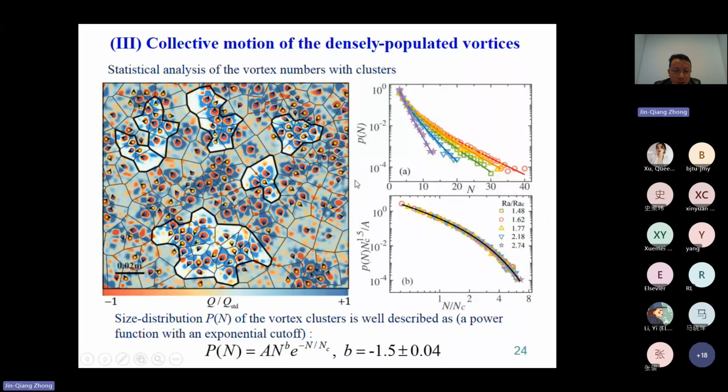We first studied the size distribution of the vortex clusters, P sub n. That's the probability to find a vortex cluster consisting of n vortices. For small n, we found P sub n is a power function, but for large n, P sub n decays exponentially. So P sub n is a power function with an exponential tail. We found the power exponent b is negative 3/2. It suggests that the formation of vortex clusters is through a process of local vortex aggregation.